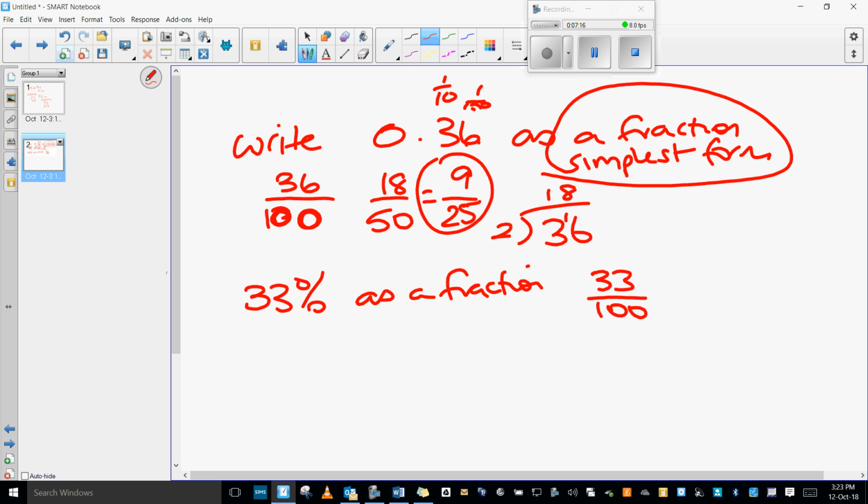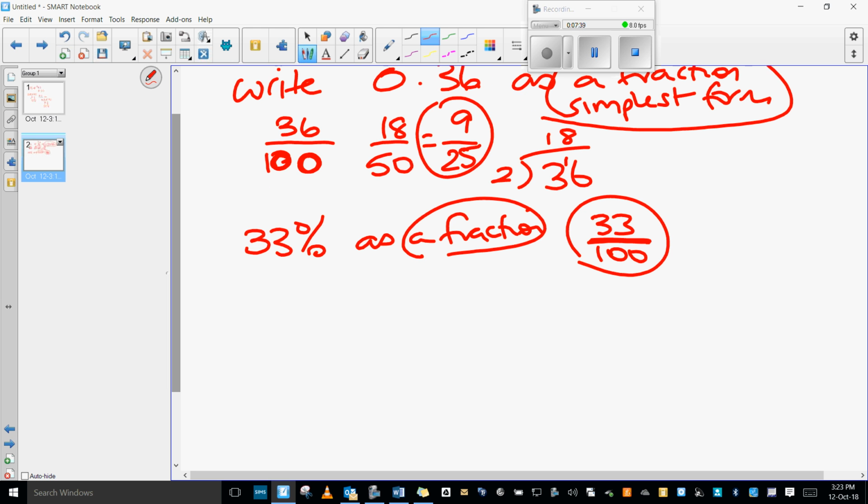Wait, isn't it divided by something? No, we write it as a fraction. But they're going to change it to a percentage. We have changed it from a percentage to a fraction. You didn't divide it by 100. This shows it's divided by 100.